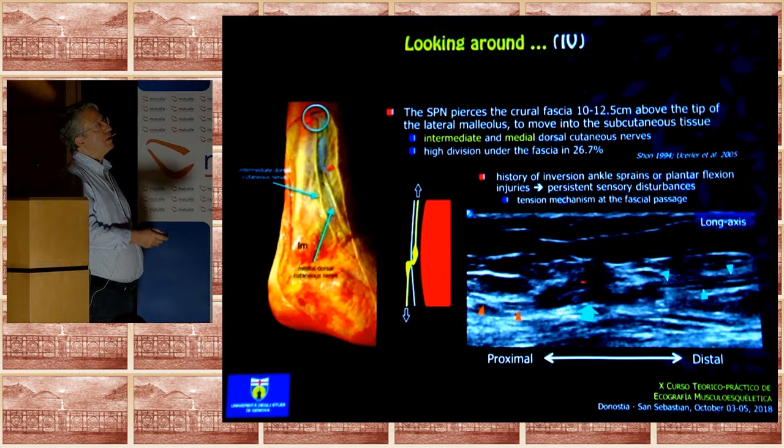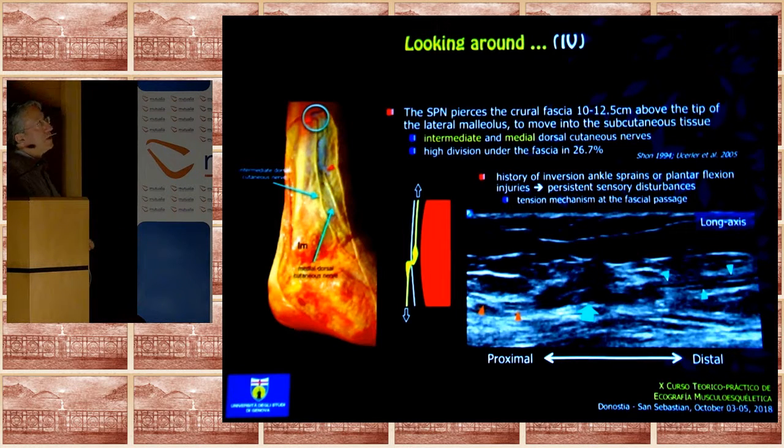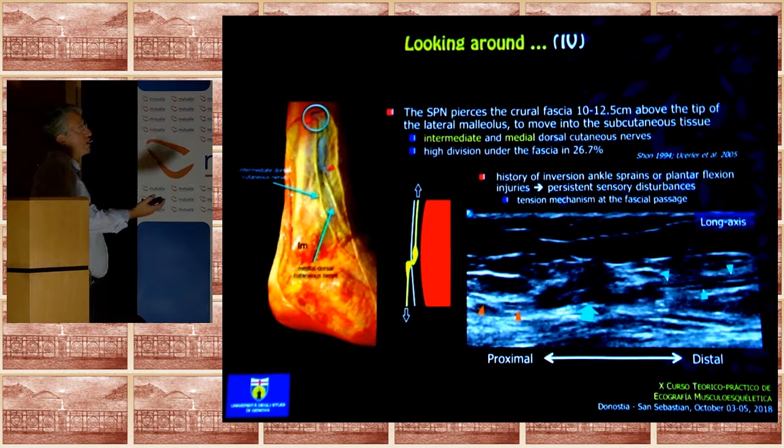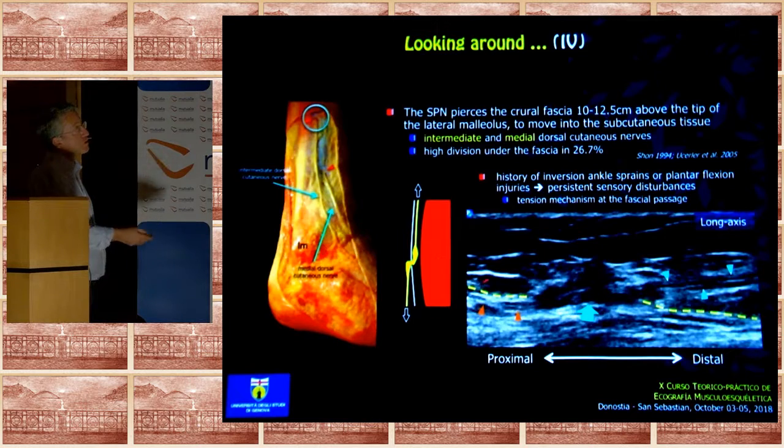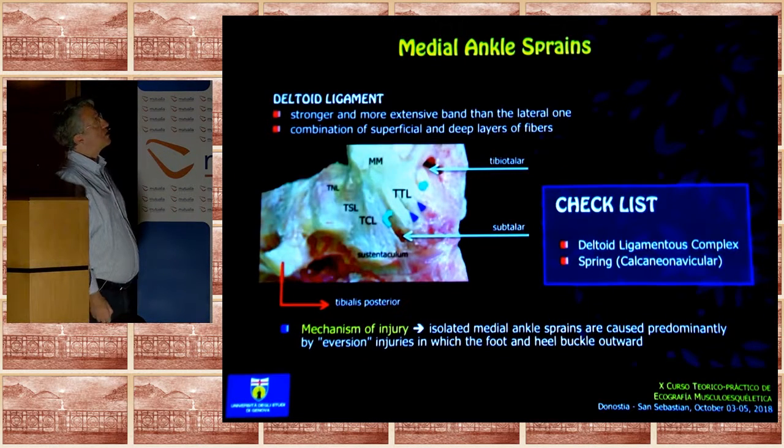This is the neuroma at the level of the fascial passage. And you can correctly interpret the cause of pain or sensory disturbances that is located much more distally.